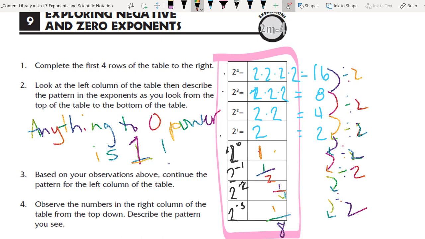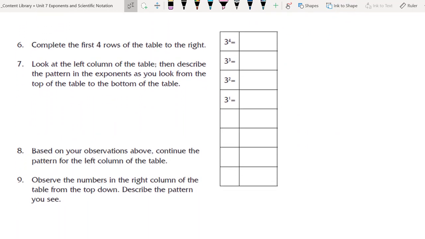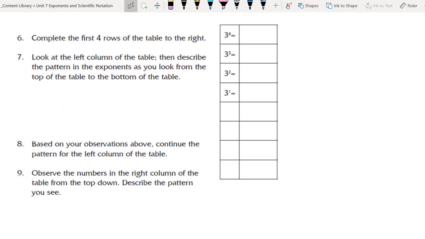There's another way you could express those. 1 over 2 to the 1st. We could write this one as 1 over 2 to the 2nd, which is equal to 1/4. And the last one we could write as 1 over 2 to the 3rd, which is equal to 1/8. So we're going to repeat this table for 3, 4, and 5.